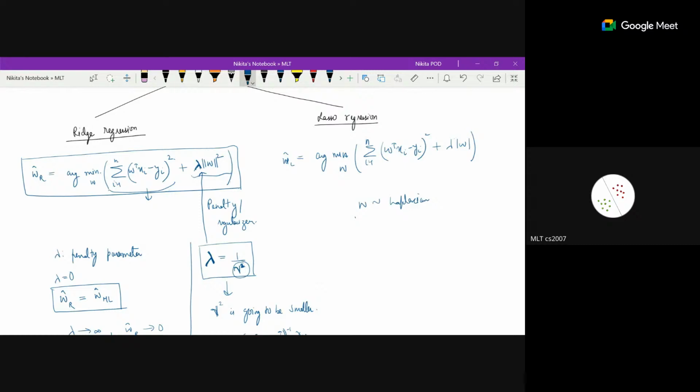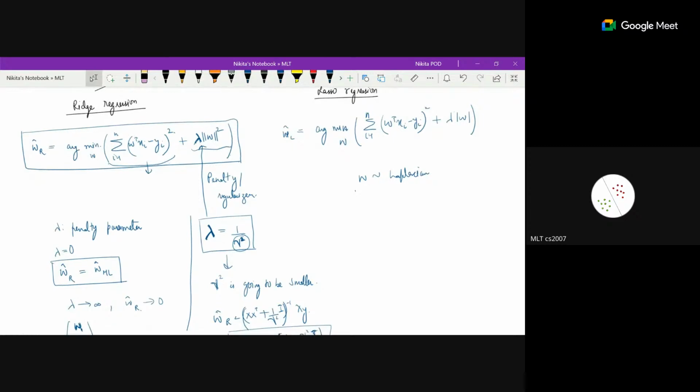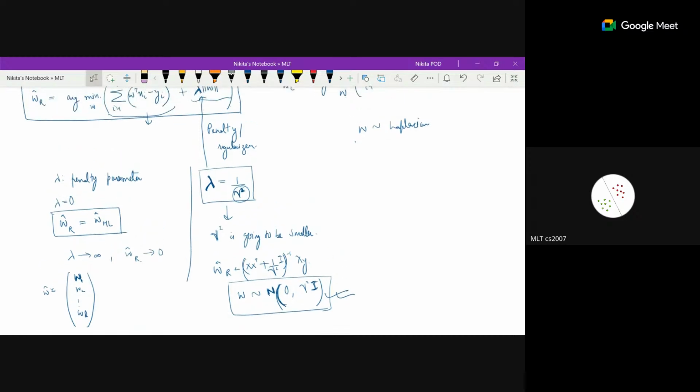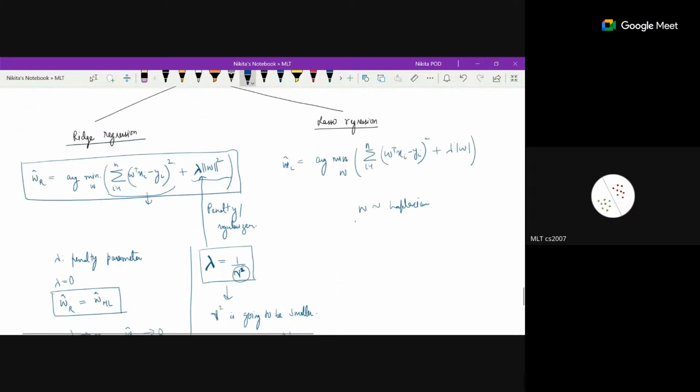Using this Bayesian approach, both are in a way reducing my mean square error, but the way these estimators are obtained is different. In ridge regression, the prior that you assumed was that my W follows a normal with mean 0 and variance gamma square I. But in lasso regression, the prior that you choose for your W is Laplacian with some parameter. I don't remember the parameter exactly, but it follows a Laplacian distribution. And that's how you get a different estimator for lasso.